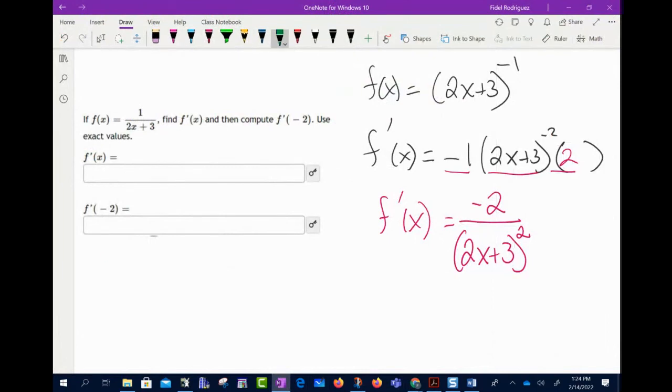So I'm going to ask y'all to do me a favor. Can you guys evaluate this at -2 and tell me what you come up with?